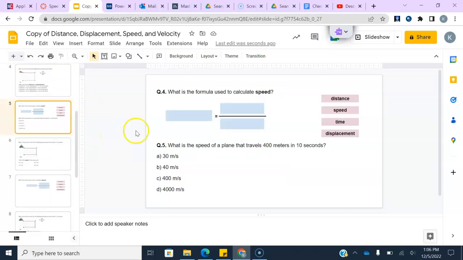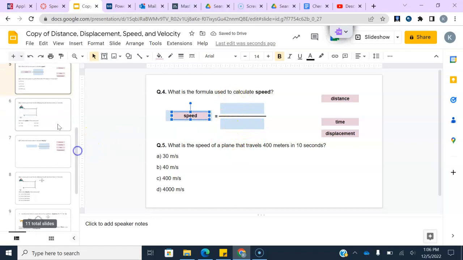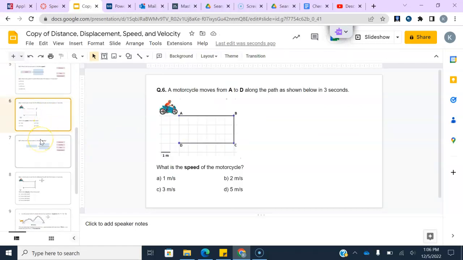Question 4 is asking for the formula to calculate speed, and then it has a problem for you to do, a speed problem. The formulas are in today's notes. Okay, so the formulas for speed and velocity are in today's notes. You're just going to take these and drag and drop them. And of course, the fraction means you're dividing, right? So for this one, you'll drag and drop the speed. Speed is equal to something over something. Use your notes to help you figure out that one. And then you have a speed problem.